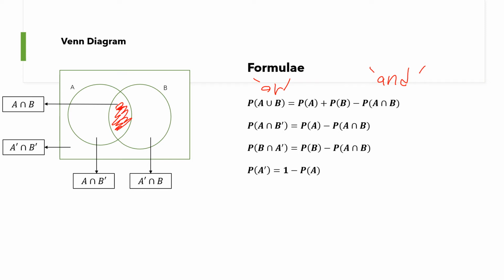If, let's say, not A and not B, not A and not B will be the outside area. Yeah, this is not A and not B. Okay.